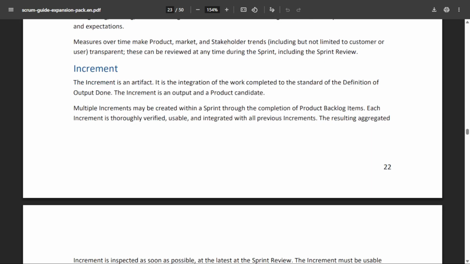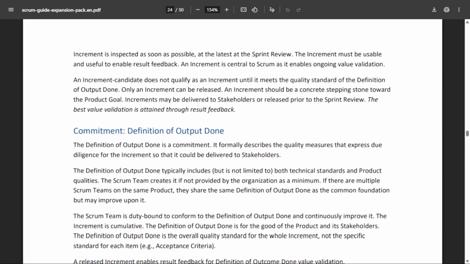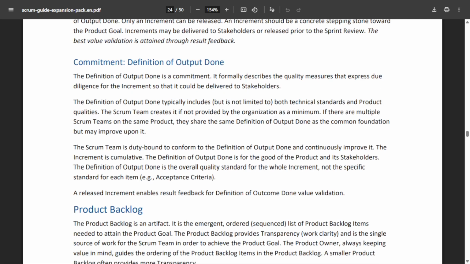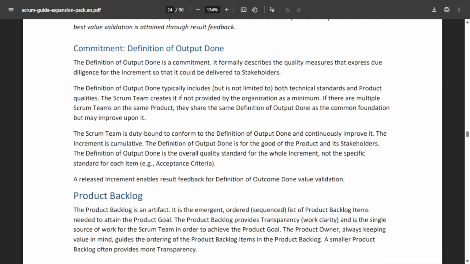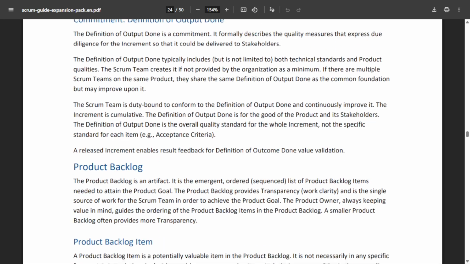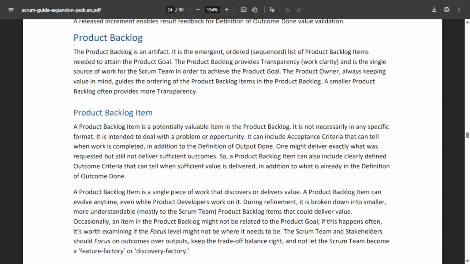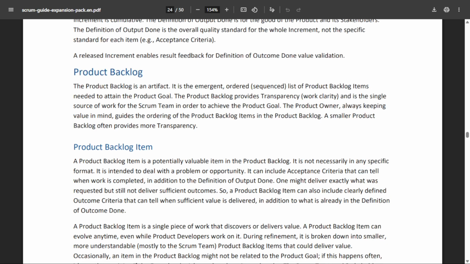And inside the document itself, we have a definition of increment. We also have the DOD, the definition of done, talked about, the definition of output done, and the definition of outcome is very important. Okay, moving on, we have product backlog. So here, this would be under backlogs. Under backlogs, we have a dynamic list of needs. That's your product backlog. Under backlog items, we understand that we must define both acceptance criteria, which is measurable, and outcome criteria, which is value oriented.